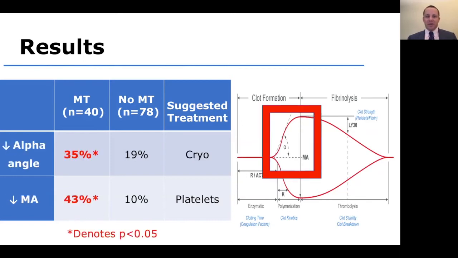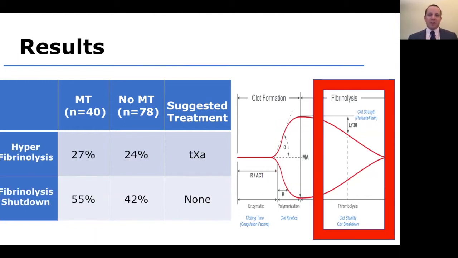We did find that massively transfused patients had significantly shortened alpha angles, which would suggest that a higher proportion of the massively transfused patients would have benefited from early cryoprecipitate administration. Furthermore, a higher proportion of the massively transfused patients had a decreased maximum amplitude, or MA values, suggesting that these patients would have benefited from earlier platelet transfusion. There was no significant difference between the groups regarding fibrinolysis.